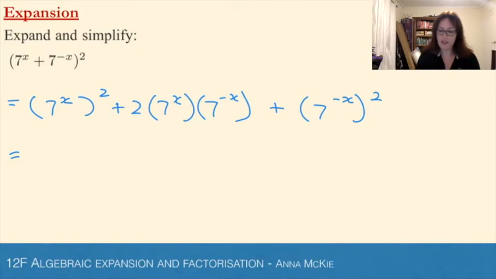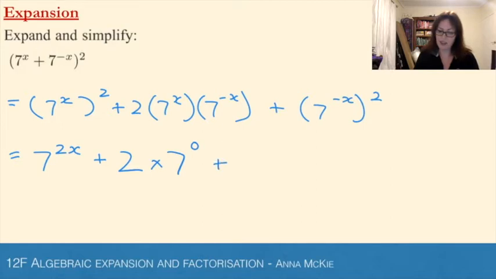Simplifying further here, with this first term you multiply the powers together. They're sitting on the same level technically. It's not raised to the power of 2. So we have 7 to the power of 2x plus 2. Now what's going to happen here? We've got the same base, so we're going to add the powers. X plus negative x leaves us with no x. So that we've now got 7 to the power of 0.